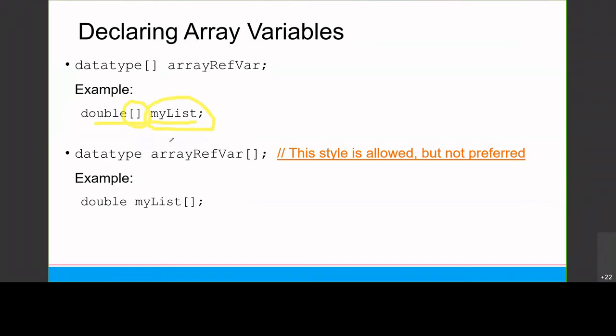There is another way to declare a variable. For example, you can just use double, that's a common data type, and you declare the variable name and include the square bracket. So in this case, this is also okay, but it is not preferred. It's better to use this way. Okay.